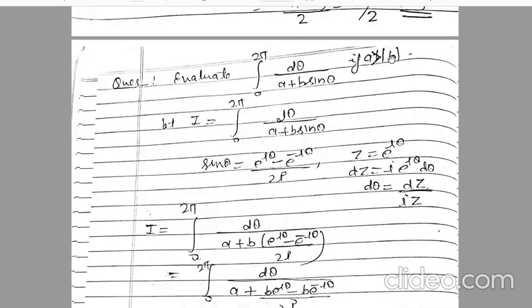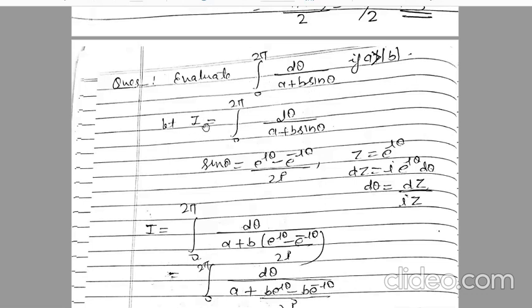So just look at your example. This is a very important example. Evaluate the integral 0 to 2 pi d theta upon a plus b sine theta, and the condition given is a is greater than mod b, right? That means a is greater than mod b, so whether b is negative or positive, its absolute value will always be less than a, right?